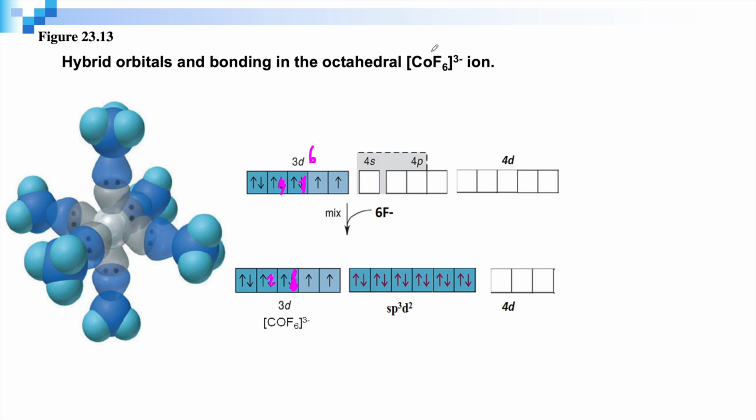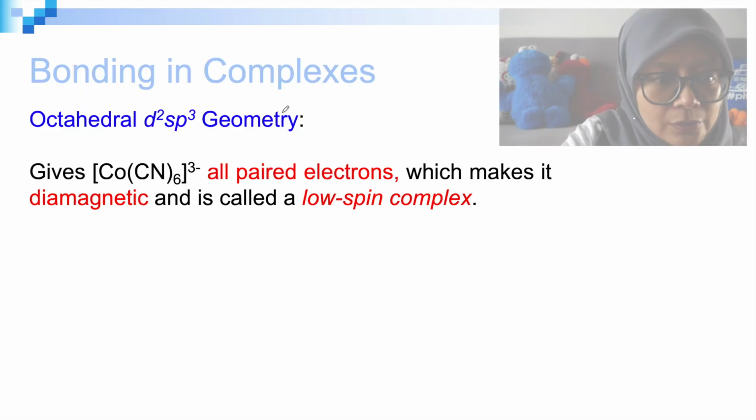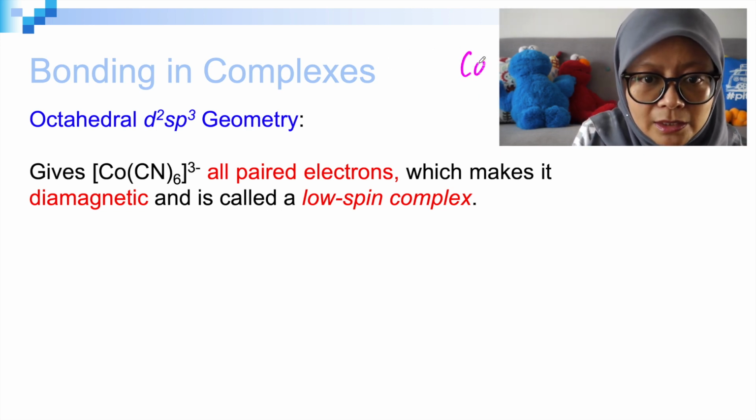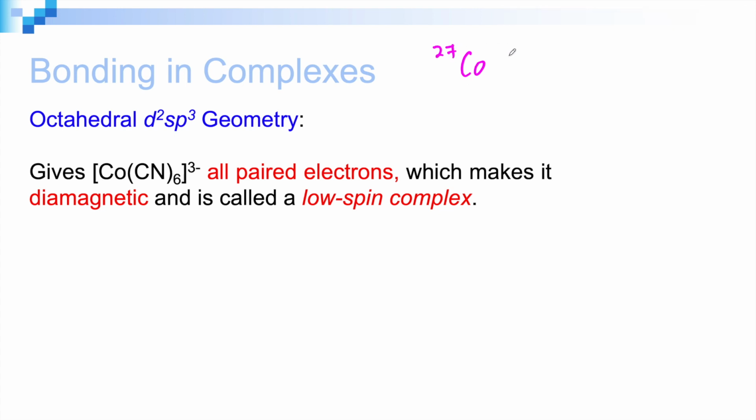And then the second one, other than sp3d2, we have d2sp3. This is where you have a diamagnetic compound with the low spin complex. It means that in that compound, it has a strong field ligand, for example cyanide. So here, this is also a cobalt compound. Cobalt is 27, so you need to write down first the electron configuration for the cobalt.